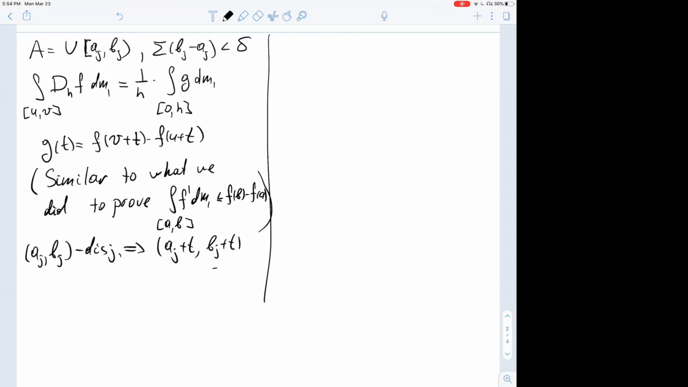bj plus t are also disjoint. Obviously, we just shift everything. And this implies that the sum of f of bj plus t minus f of aj plus t, and they have the same length, and they don't need absolute values because we assumed f is increasing, is less than epsilon, and this implies that the sum of, let's see, so it implies, okay, let's see, what do I want?